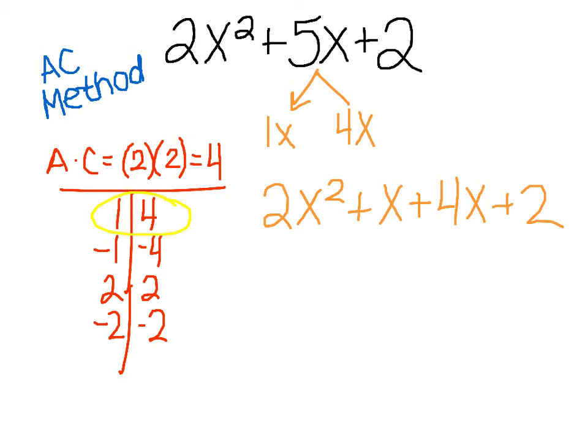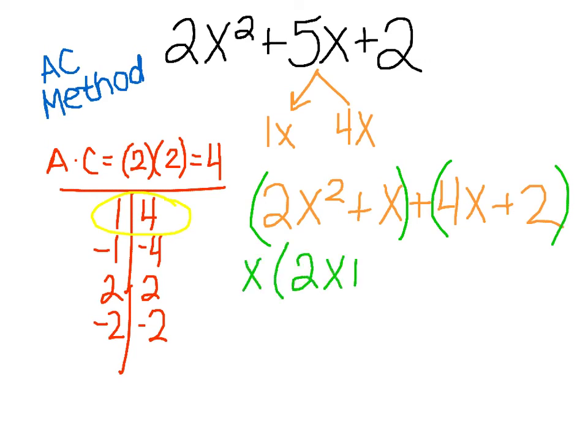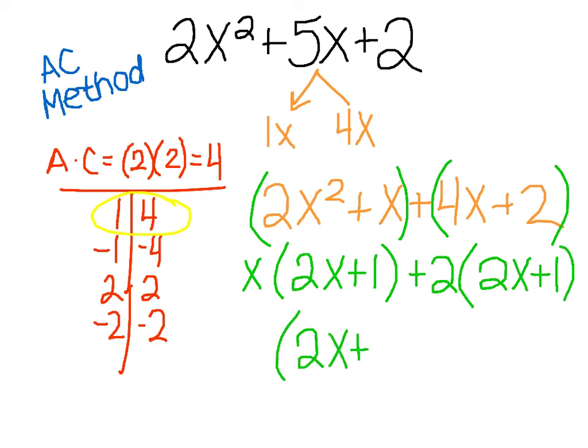Since we now have 4 terms, we can factor by grouping. Take out the GCF, that's going to be x. I'm left with 2x plus 1. Looking at the second polynomial, the GCF is 2. And I'm left with 2x plus 1. I'm going to take out my binomial of 2x plus 1 as one of my factors. And my second one's going to be the GCFs, x plus 2, that I took out originally. And that is my factored form of 2x squared plus 5x plus 2.